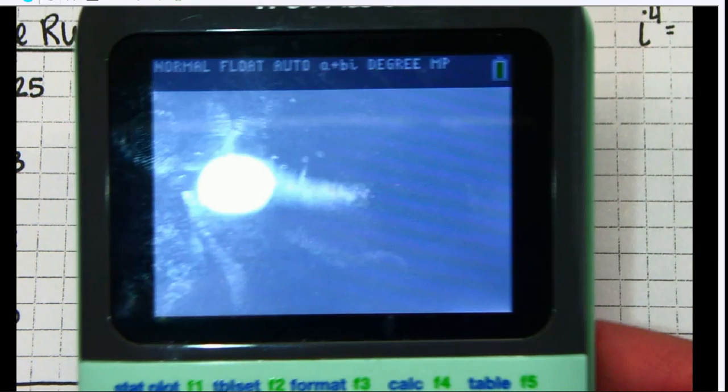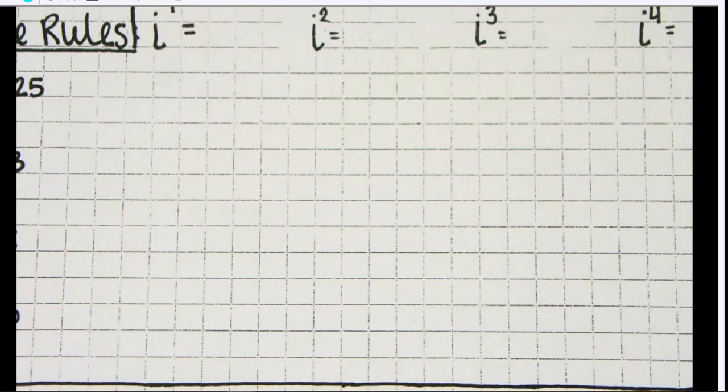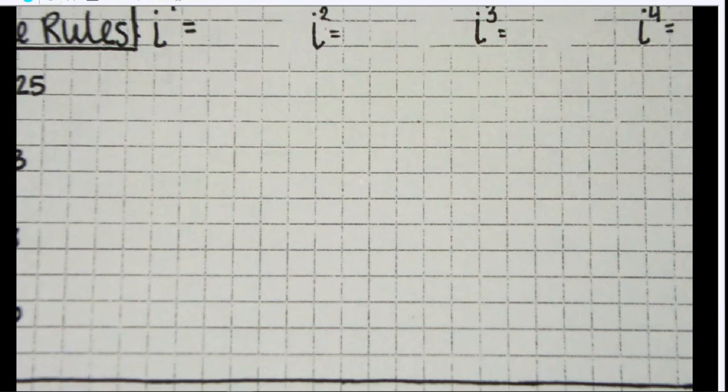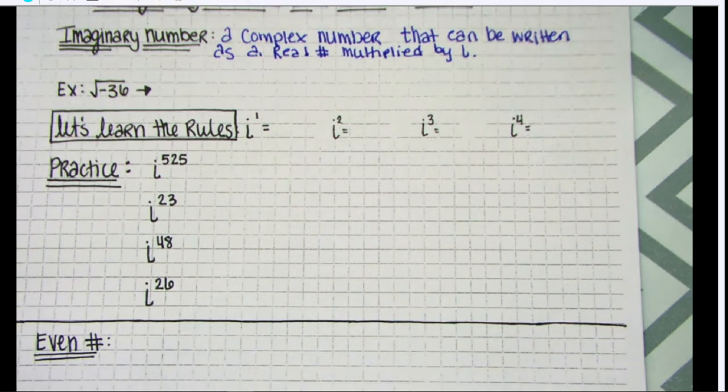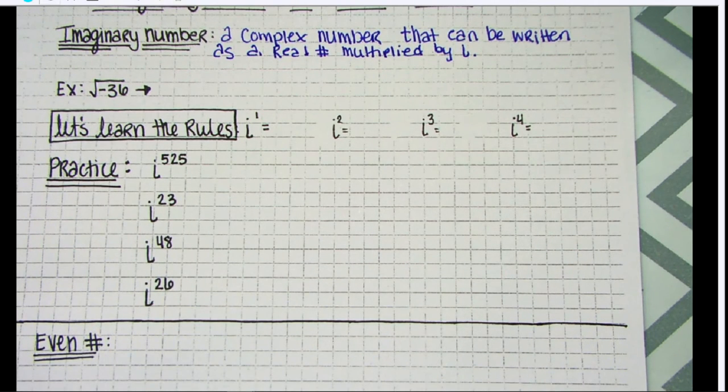Now, you can type regular old real numbers in imaginary mode. It's not going to mess you up. So you can keep your calculator in imaginary mode all the time. It's kind of like when you do trig, like SOHCAHTOA. You can keep it in degree mode all the time. It's not going to mess anything up. So it can be imaginary and still work.